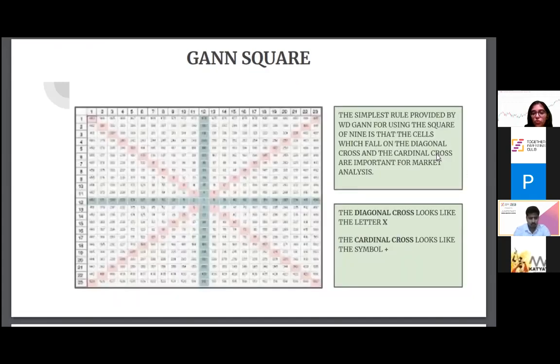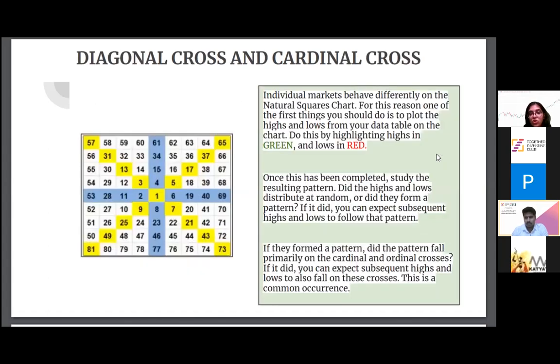Moving on to Gann Square. Now, the simplest rule provided by W.D. Gann for using the Square of 9 is that the dates which fall on the diagonal cross and the cardinal cross are important for market analysis. So the diagonal cross looks like an X here, which is in pink, and the cardinal cross looks like the plus symbol. So one of the first things that you need to do is plot the highs and lows from your data table on this chart.